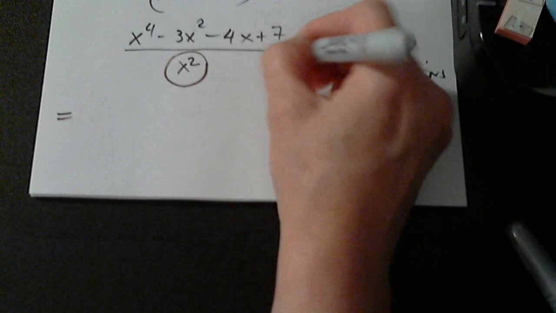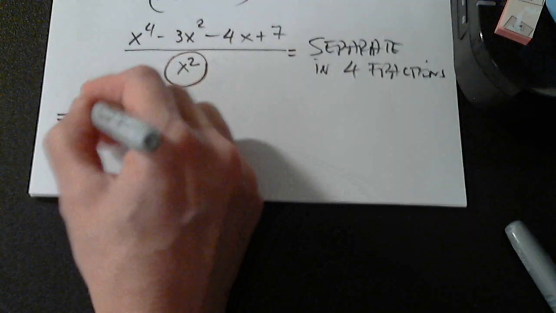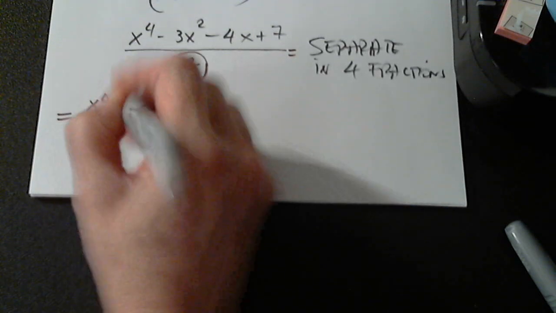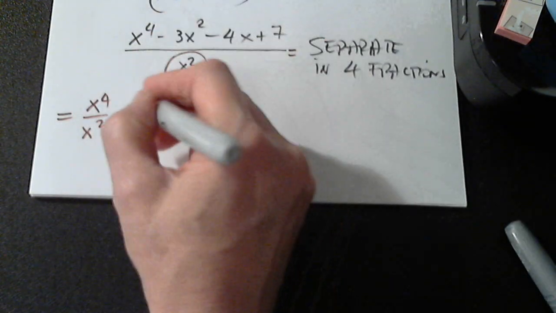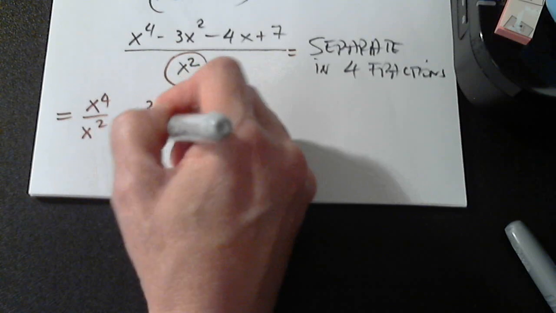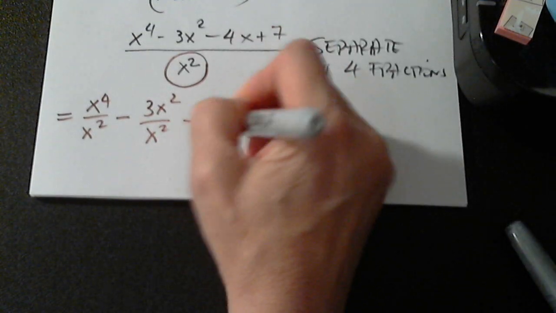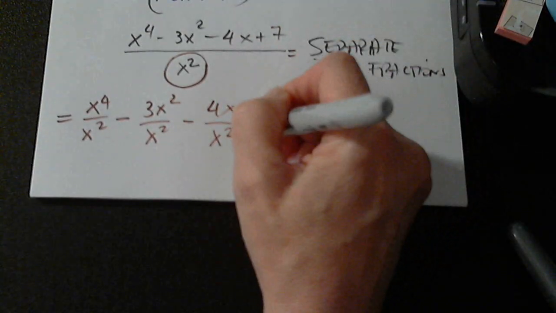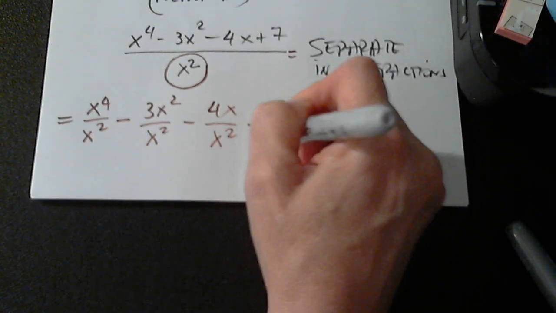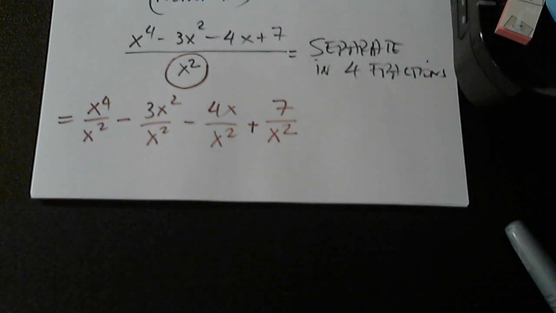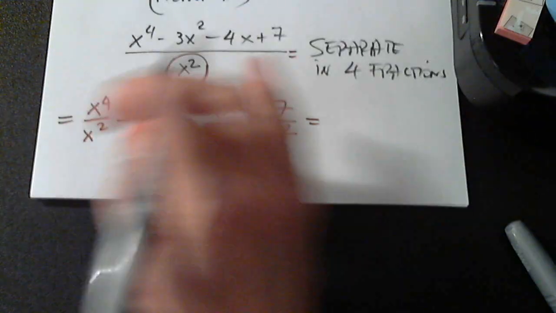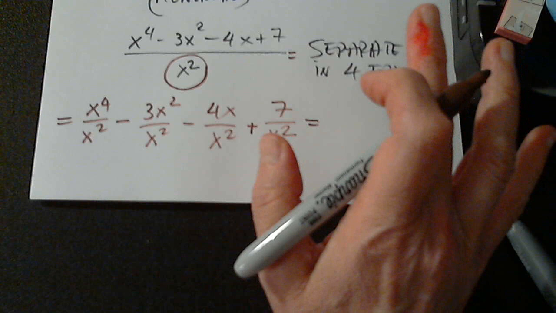But what you can do is write x to the 4th over x squared, minus 3x squared over x squared, minus 4x divided by x squared, plus 7 divided by x squared. And you can say, what kind of division is this? What did you accomplish? A lot, but not necessarily for this class, but for the next one coming up in the spring. So each individual fraction can be simplified.